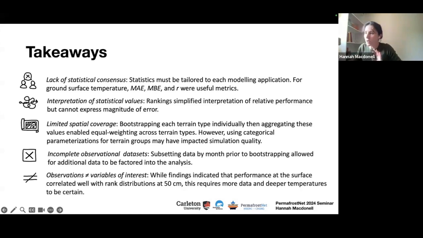And then lastly, looking at the way that observations are not always the same as the variables that we find most interesting. So, if we're really confident how a model is performing at the surface, will that extend to deeper depths at 50 centimeters? While I was able to ascertain that yes, there is some correlation, I would say that this requires more data at deeper temperatures, or other variables of interest, to be certain to answer this question.